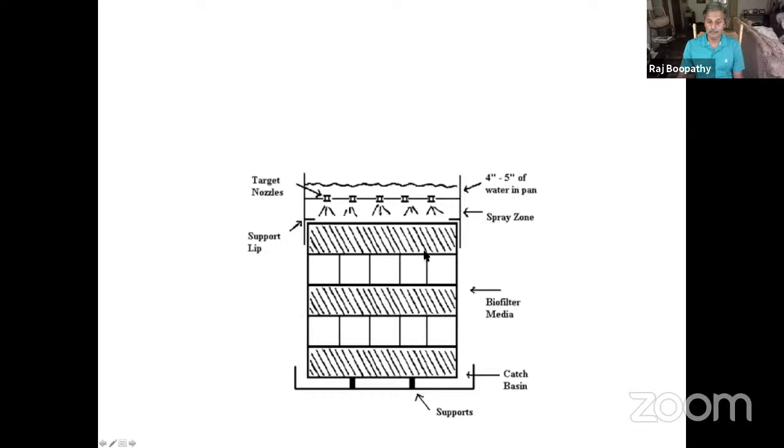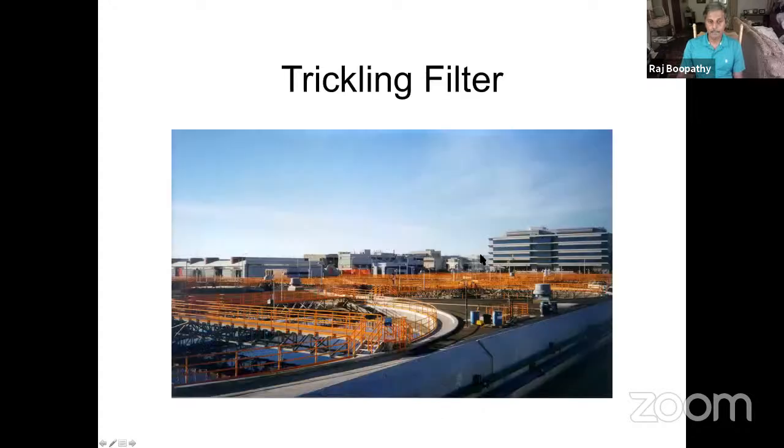Just to show you how these different designs are located, you can have different layers of this biofilter, and you can put a rotating arm and then have the wastewater distributed from the top, following gravity instead of pumping it. Okay. Just to show you an actual working trickling filter system.